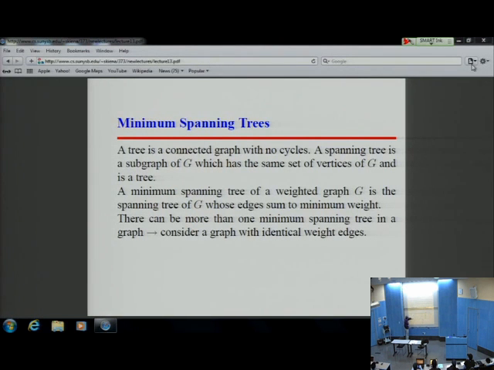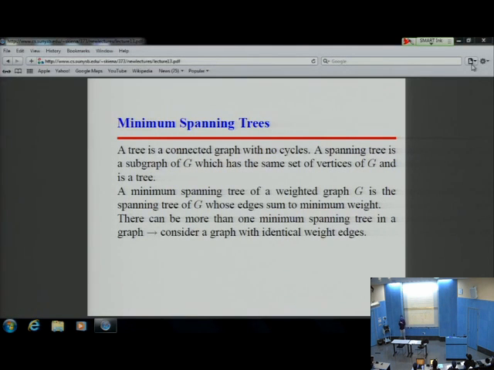Does everybody see that on this particular graph, the green edges would be a spanning tree? It is a tree. There is no cycle created. And every edge is an edge of the original graph, and we visit every single vertex. This would have also been a spanning tree of the graph. Does everybody see that?